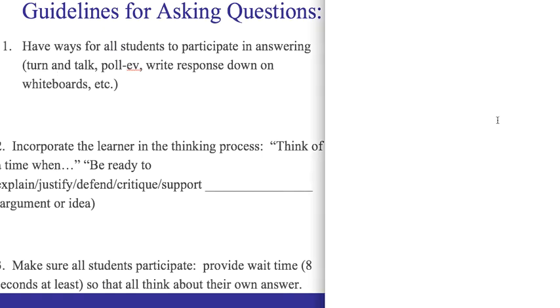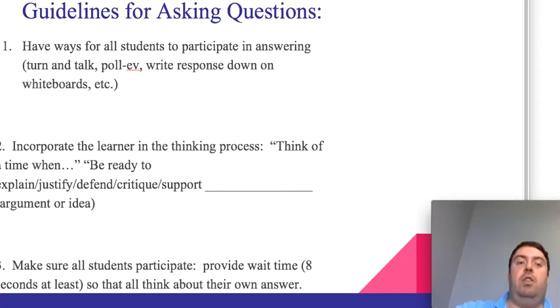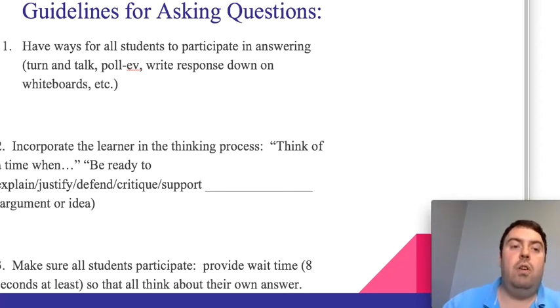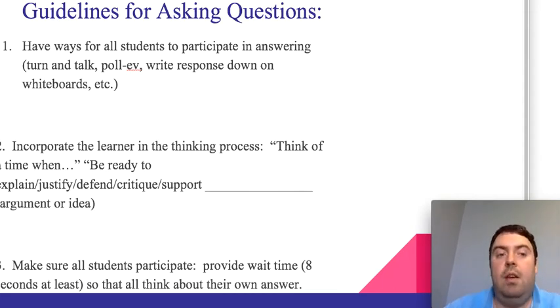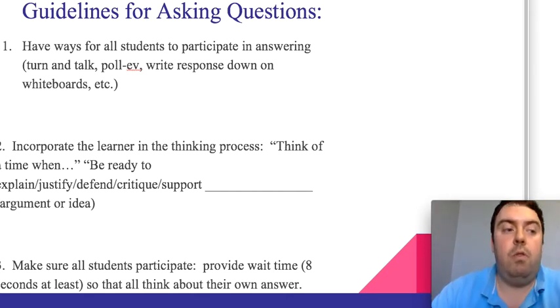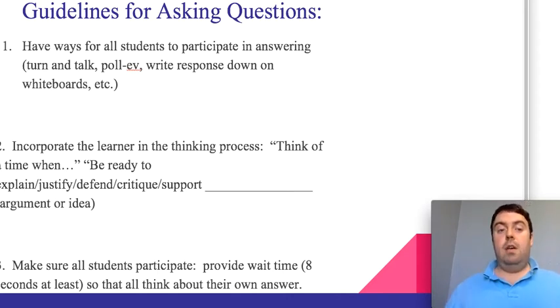Some other guidelines for asking questions is you want to make sure that you plan ahead of time ways that you can incorporate all students. So we've talked about turn and talk, but another way is using digital tools like Poll Everywhere, where students post with their phones their comments or their thought process. You could have students write down their responses on a whiteboard and show them to you or to their partners, and that way all students have a chance to answer.